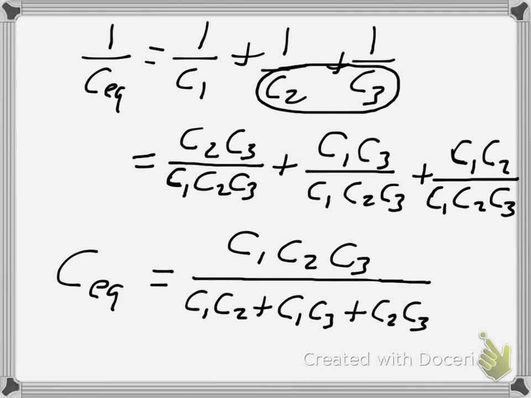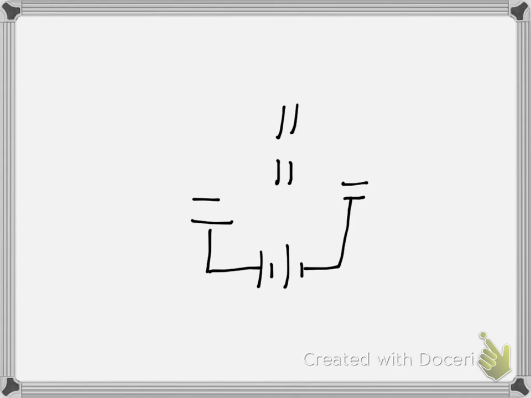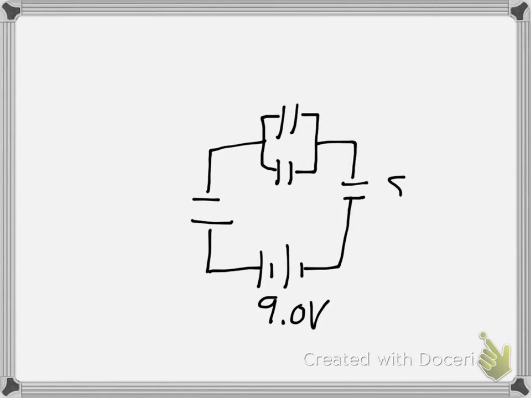Now, in our case, let's move to the homework, where we do have more than two capacitors. So, a quick hint on this problem. Let's look at how we might use that information to solve this problem. What we have is a battery of 9 volts, and this is 8 microfarads, and this is 6, this is 2, and this is 8.